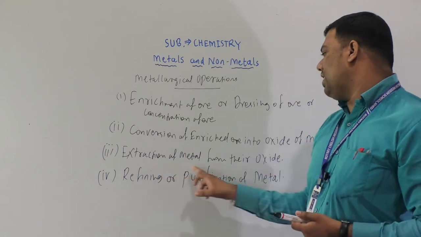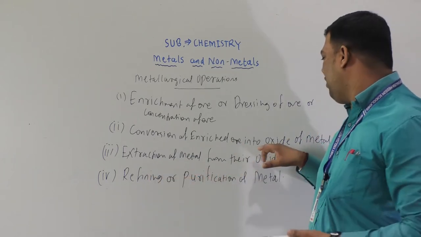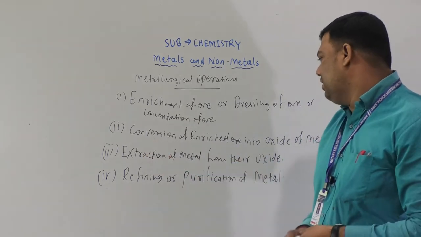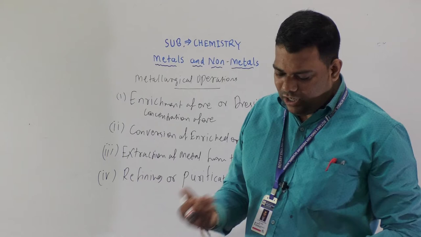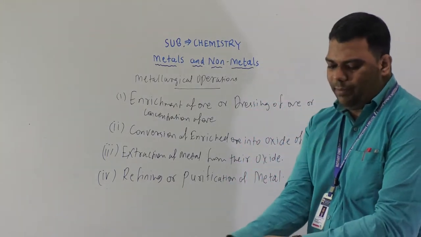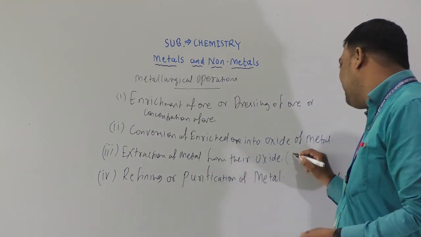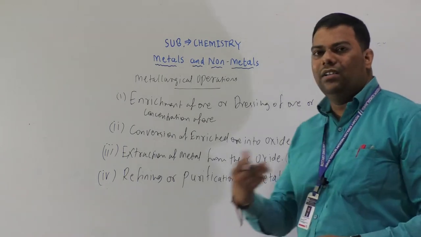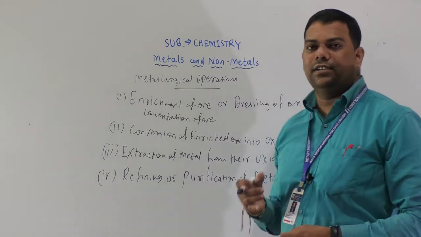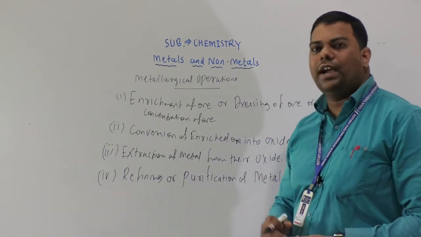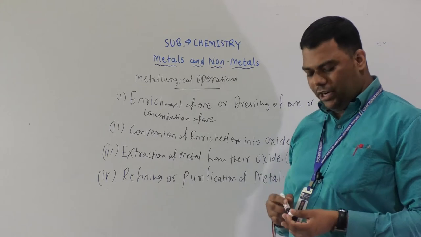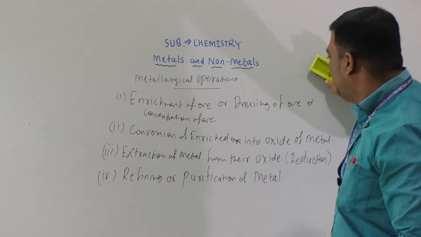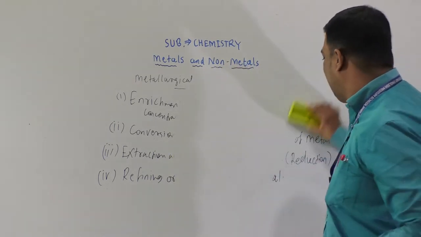Next, extraction of metal from its metal oxide. So whatever metal oxide we are getting, we are extracting the metal from it. That method is reduction. We do reduction with the help of a reducing agent like carbon monoxide or H2. These are reducing agents. We will discuss them one by one.